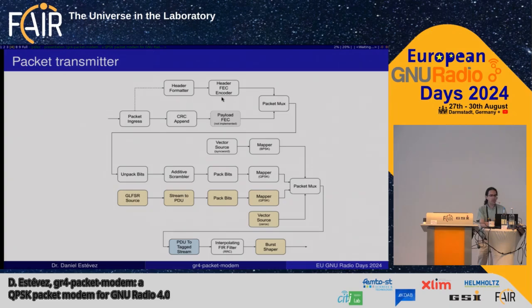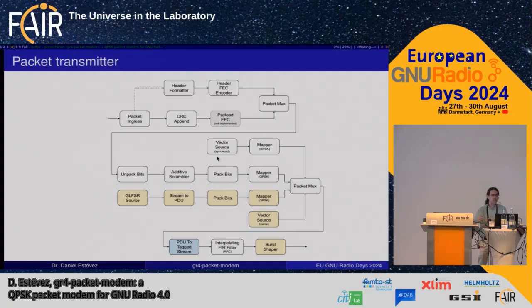And then you treat the header and the payload on separate tracks. You have the CRC. You might have the payload FEC. So this is not implemented, but if you implement it, you should put it here. Then there is this packet mux, which is concatenating header and payload. You unpack. There is this scrambler. I didn't mention it, but in any kind of modem, you should have scrambling.